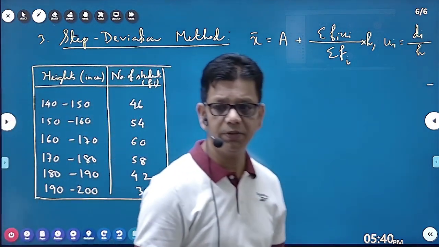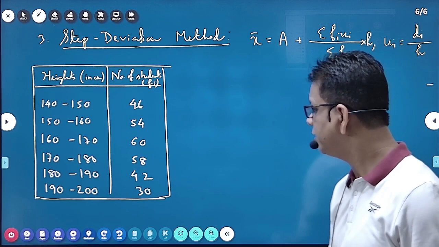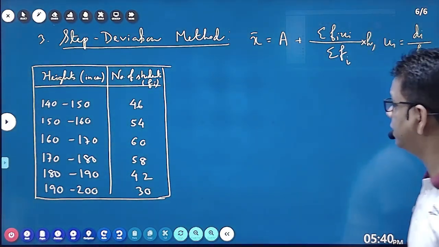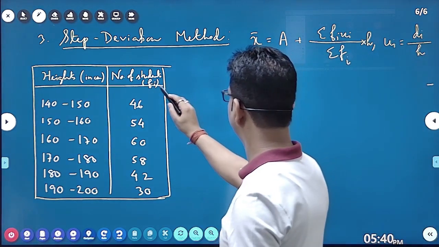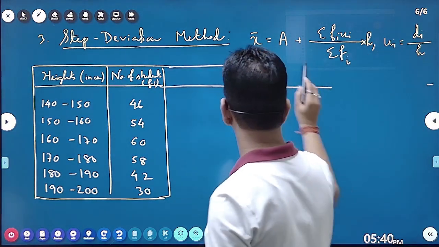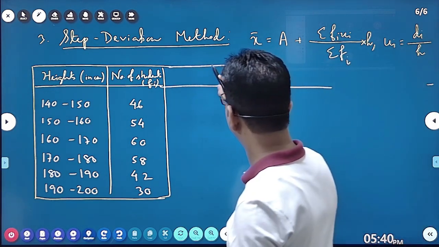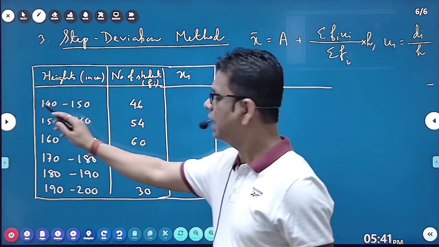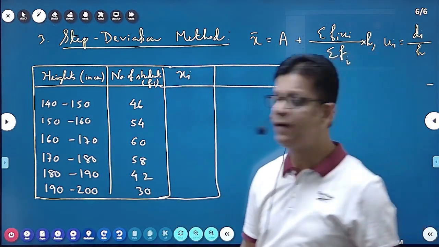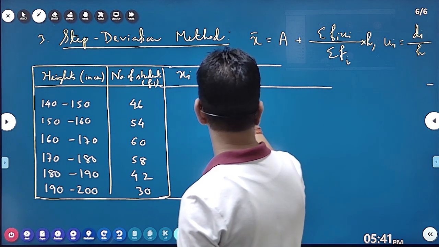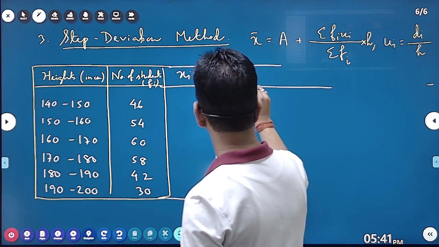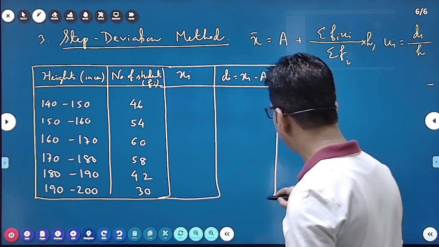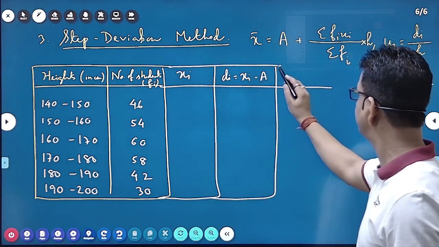Getting it? I'll write down everything and you try to get it, because it's almost similar. Just by looking at the formulas you can understand the requirements. First of all, we need xi. Xi we always need. Now what is xi? Already you know, upper limit plus lower limit divided by 2. Then after xi, you need to find di, which is xi minus a. Up to di is our assumed mean method or deviation method.